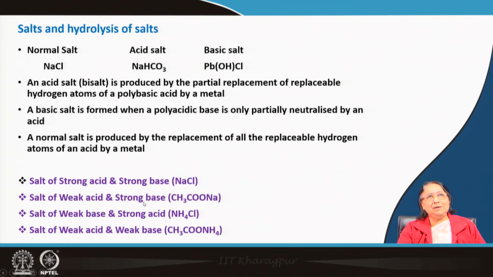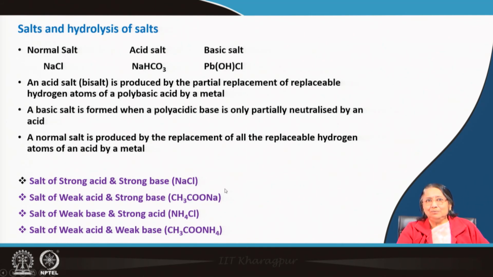But there is another type of classification, depending on which acid and which base they are produced from. For example, some salts can be produced from a strong acid and a strong base. A good example is sodium chloride, a salt of a strong acid and a strong base.